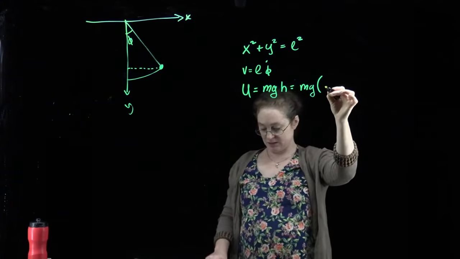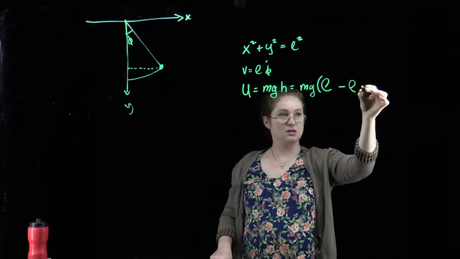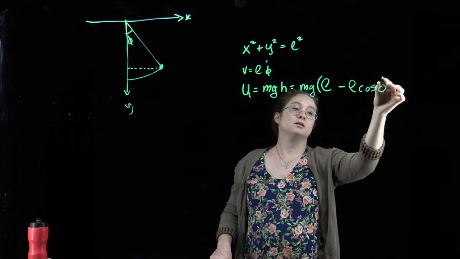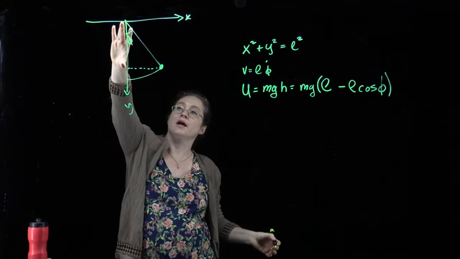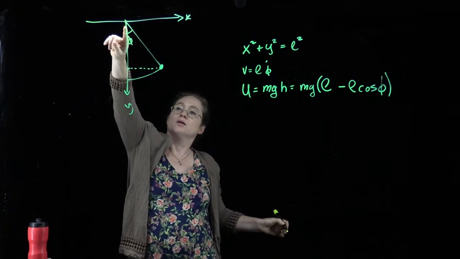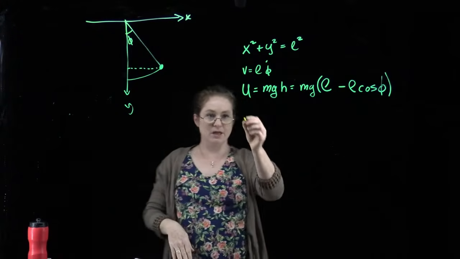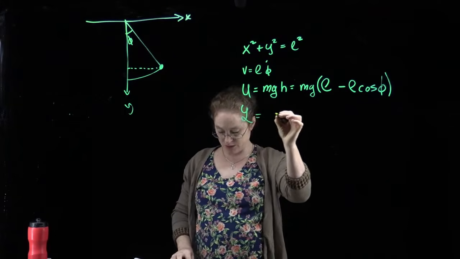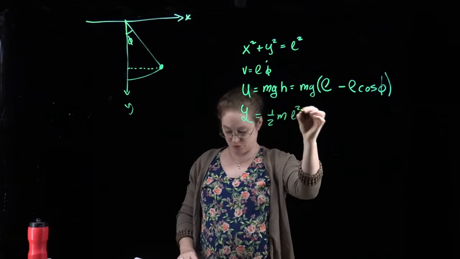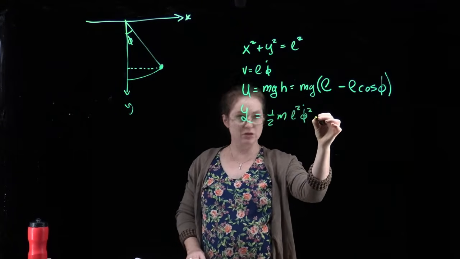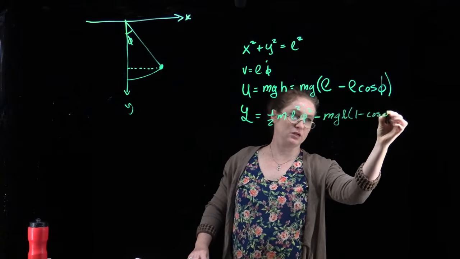So that height is L minus, and then this length is L cosine phi, because we are looking at the adjacent component of the triangle. So then we can write our Lagrangian as 1/2 m L squared phi dot squared minus mgL (1 minus cosine phi).